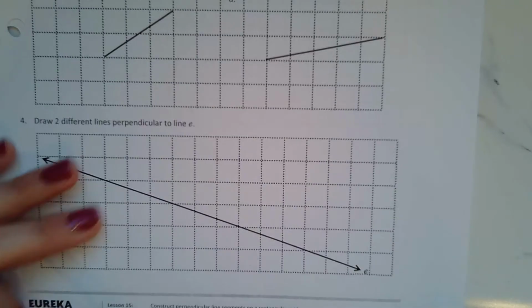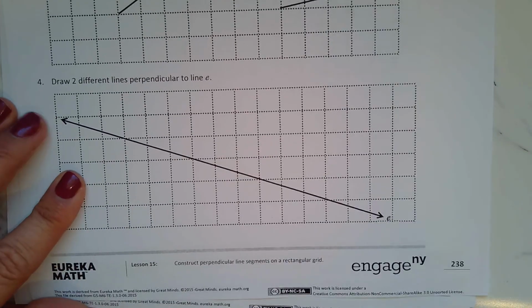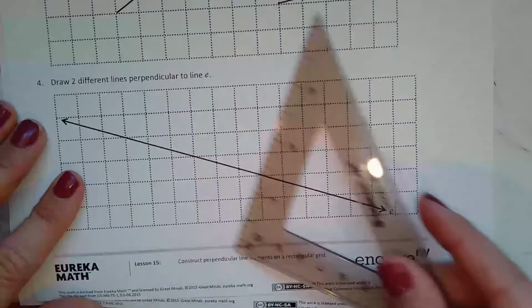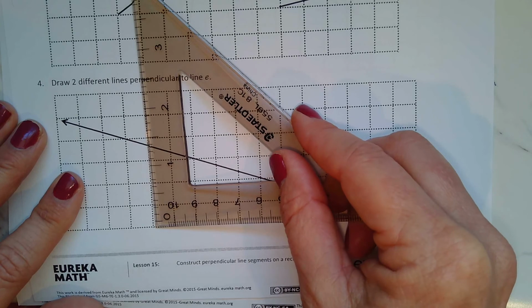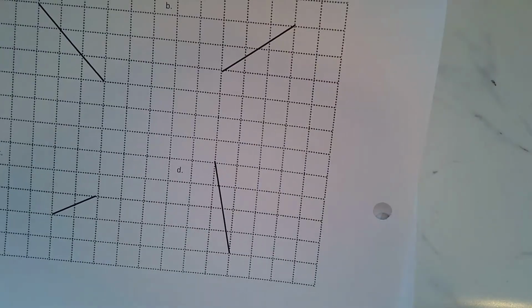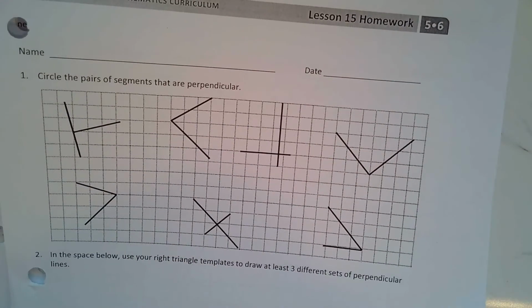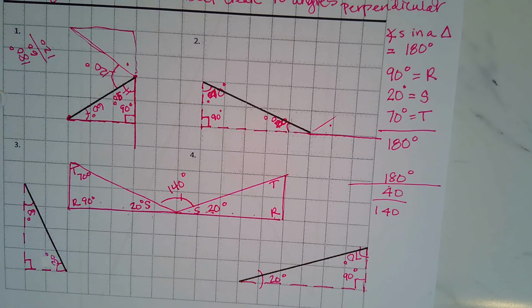All right. Then draw 2 different lines perpendicular to line E. So what do you know about perpendicular lines? How do they have to intersect? Right? All right, you're drawing those. Then you have your exit ticket, and then simply your homework. All right, I think this is going to go well. Check back for the problem set debrief.